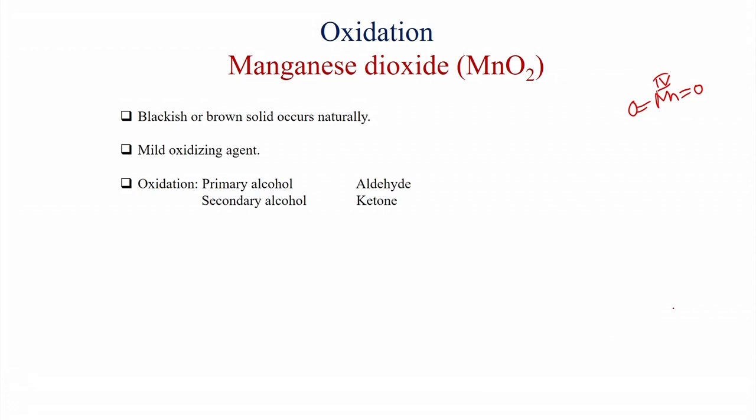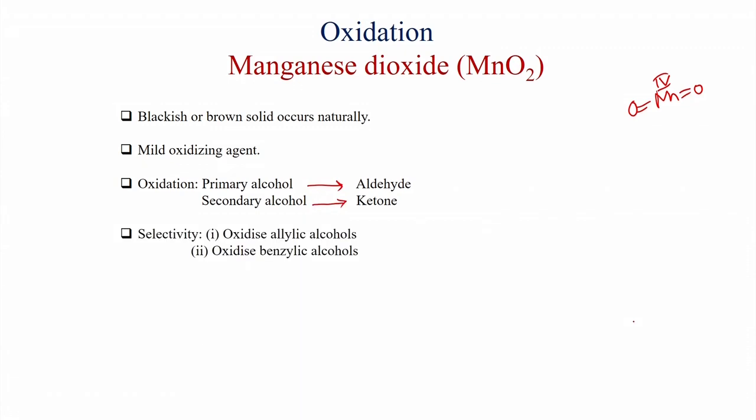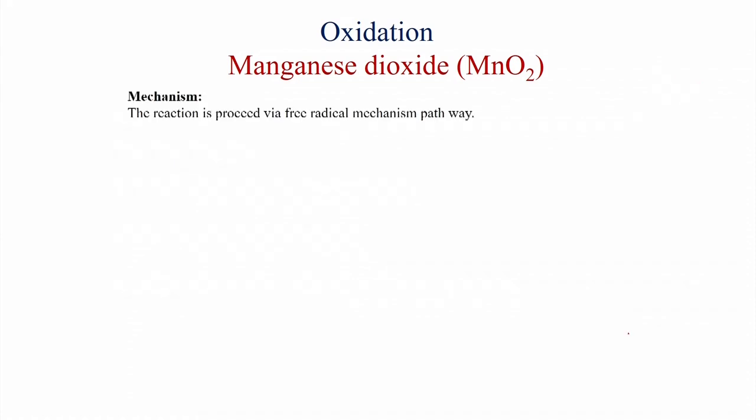It is a mild oxidizing agent. It oxidizes primary alcohol to aldehyde and secondary alcohol to ketone. Also, it selectively oxidizes allylic alcohols and benzylic alcohols. That is its main application. Oxidation of saturated alcohol can also be possible, but it needs a catalyst or high temperature. And the mechanism of this oxidation follows a free radical pathway.